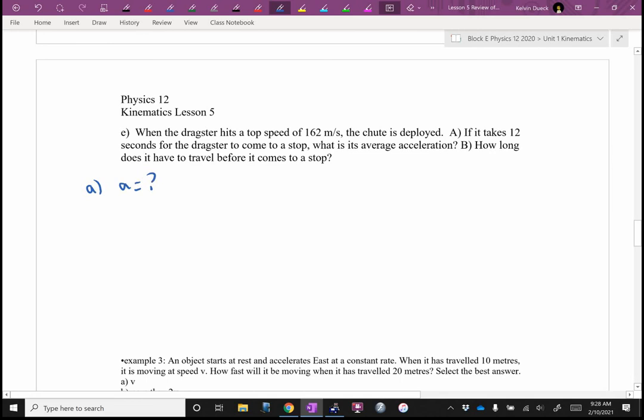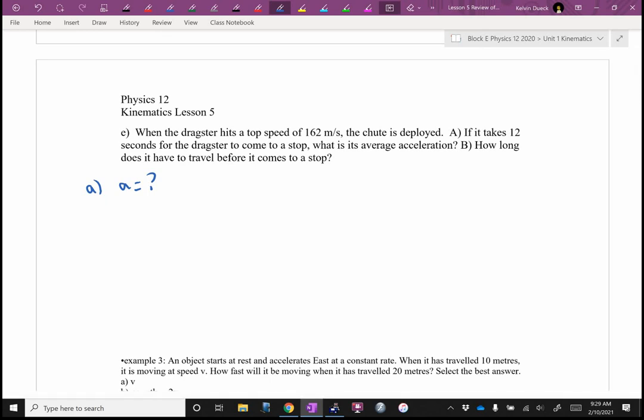What's that? 162? Which V? I heard somebody say VF. I heard somebody say VI. The good news is one of them is right. What? VI? Then what the heck is VF? Oh, it's coming to a stop. Okay. Am I expecting a positive acceleration here or a negative acceleration here when I crunch the numbers?